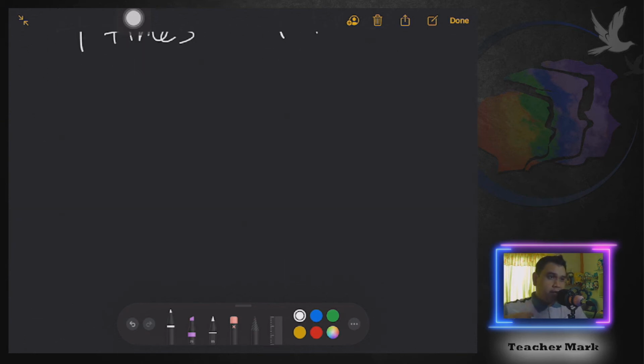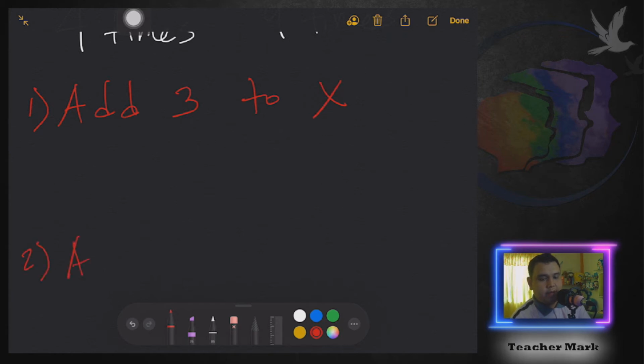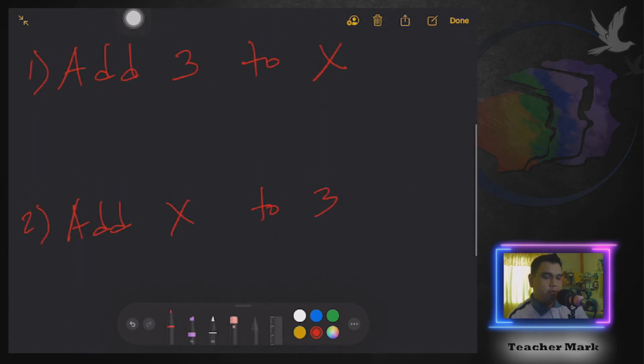Allow me to write 2 sentences. 1. Add 3 to x. And another one, add x to 3. You may end up with the same answer in this case, but we have to follow the proper way on how to write this sentence.